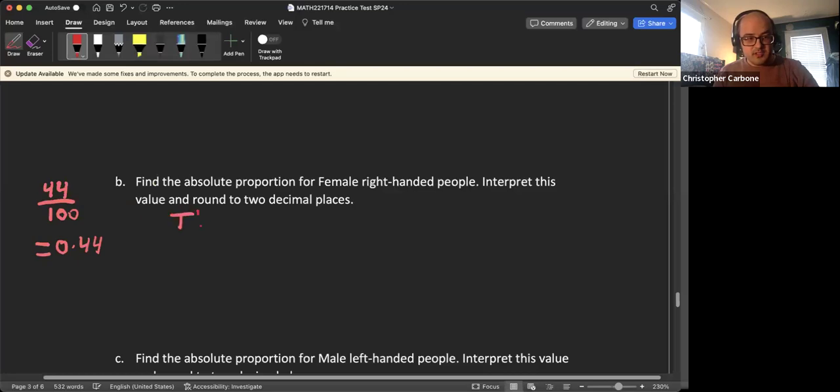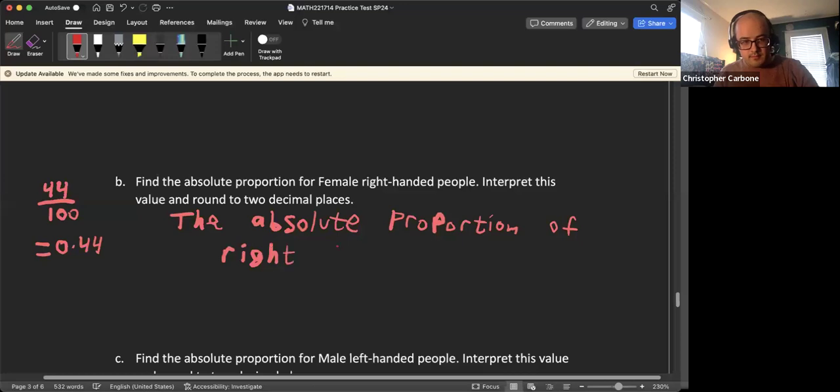So the absolute proportion of right-handed females is 0.44.